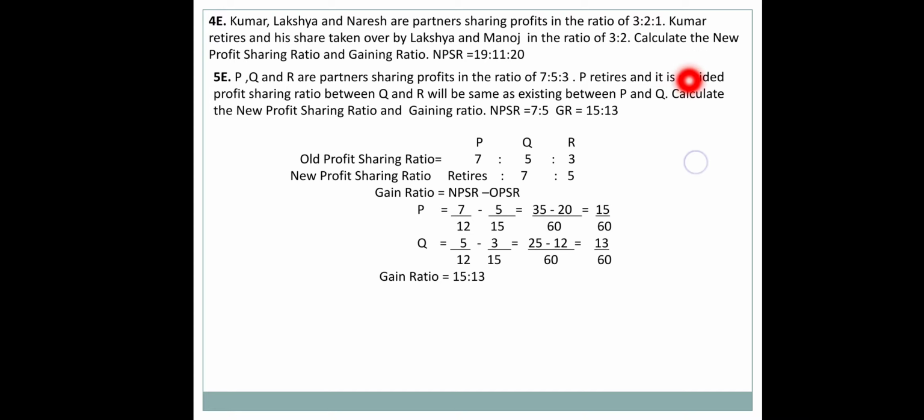Kumar Lakshya, this is a homework sum. You can do it on your own because the same pattern is used.